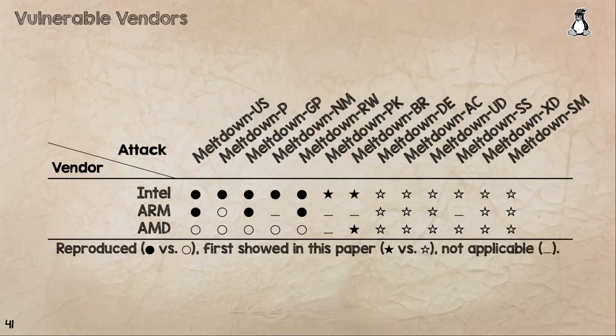And we have all these different attacks that we have seen. We have the Meltdown US that the Spectre of the present showed us. That works on Intel, ARM, AMD, and some of those we were able to show in our paper that they do work, they do not work, and the ones that are highlighted by the star, we are the first to show them.